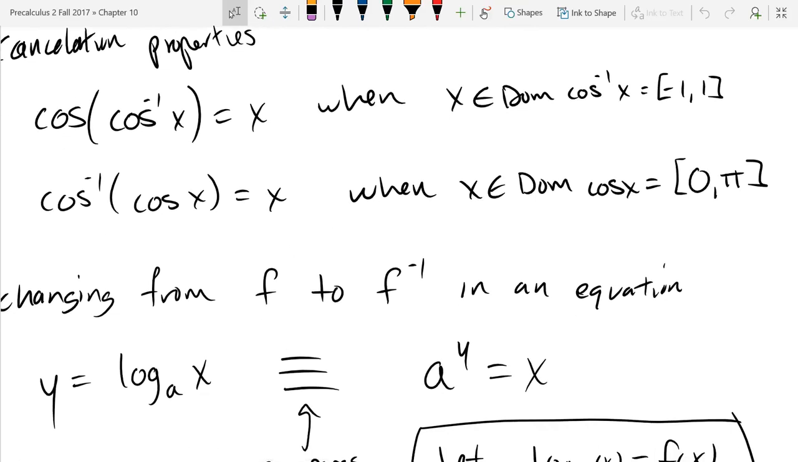So I'll do an easy problem, and then I'll do a not easy problem. So we're going to use these properties right here to basically cosine cancels cosine inverse in either order. But we have to be a little bit careful about where our x values come from.